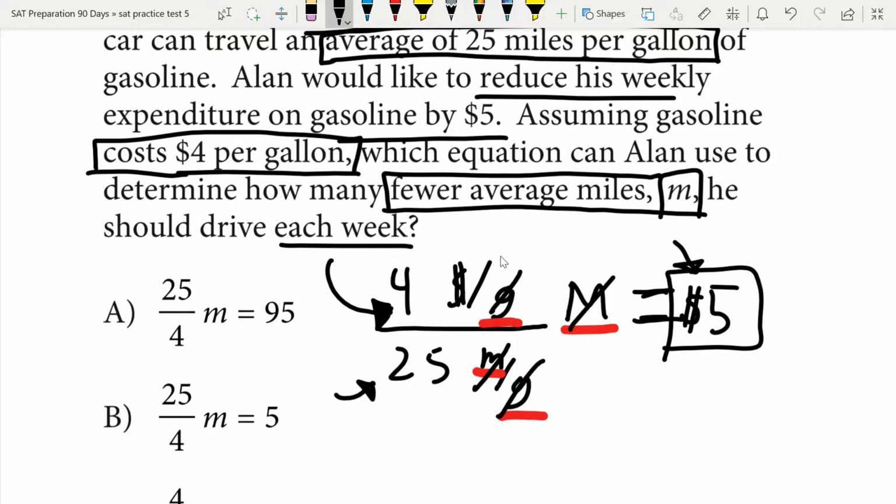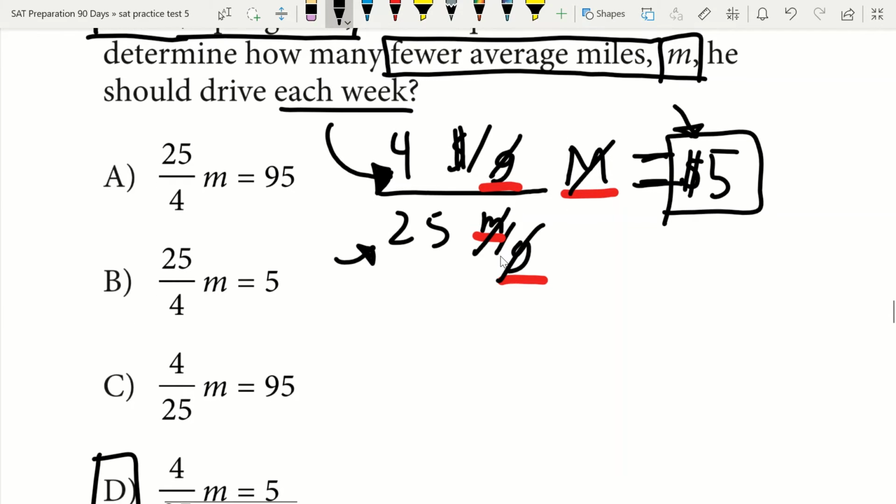And you see that the canceling of units can make sure you have things in the right place, right? For example, let's say you had 25 over 4. Your units will not cancel then, right? You had 25 miles per gallon all over $4 per gallon.